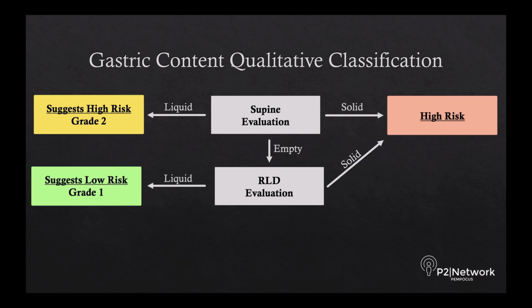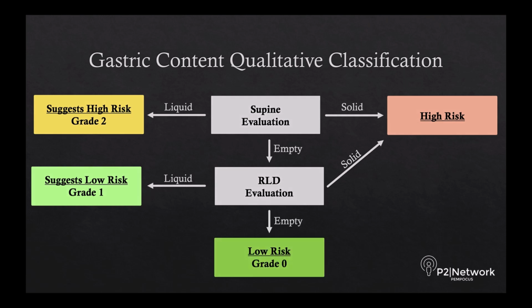If you see liquid content at this point, you're considered to be suggestive of low risk on a qualitative scale, with the argument that there's small enough volume there that it's not going to present a significant aspiration risk. And if you're considered to be emptied, you're considered to be low risk. In both cases where you have liquid content in the supine as well as right lateral decubitus position, you can also perform a quantitative evaluation by measuring gastric volume.